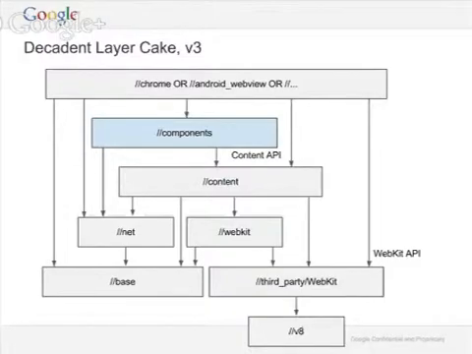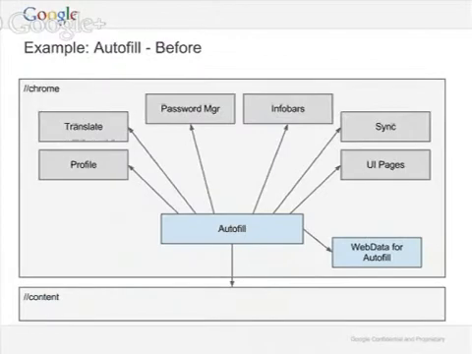Before I dive into the details of what a browser component is, I'll give you a concrete example. One of the features that Android WebView needed was autofill. Before we started componentizing autofill, it was basically in the Chrome directory, and it depended on many different things. It had concrete dependencies on profile, translate, password manager, sync, and so forth. It also had a concrete dependency on a part of the web data mechanism, which is our storage mechanism for different types of data, specifically the autofill part of that mechanism.